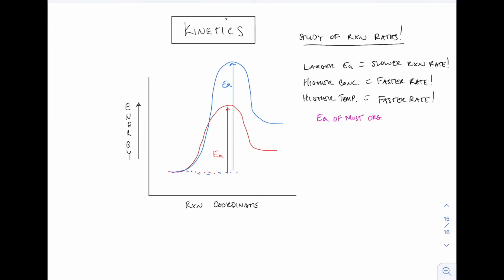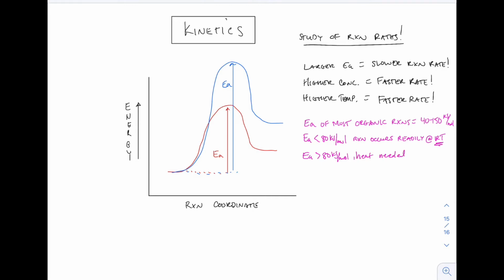So there's a couple other things I want to add, and that is just some fun stuff about organic reactions in general related to activation energy. Most of them are within 40 to 150 kilojoules per mole. Okay, so what does this really mean? Well, activation energies that are lower than 80 kilojoules per mole will actually readily occur at room temperature. Okay, and activation energies above 80 will require heat. So remember that the triangle represents the heat over the reaction arrow or under the reaction arrow.